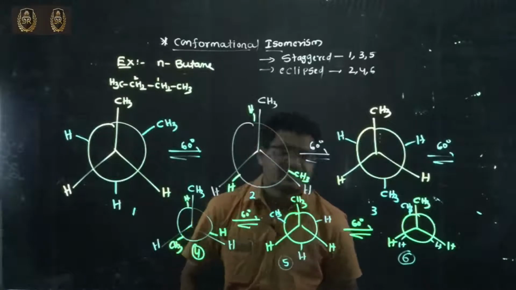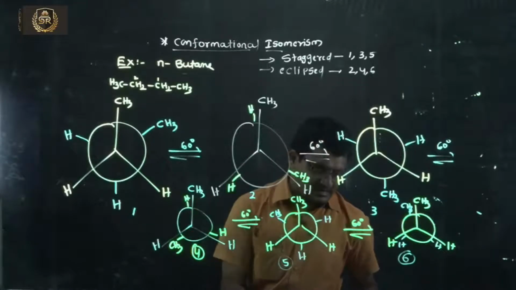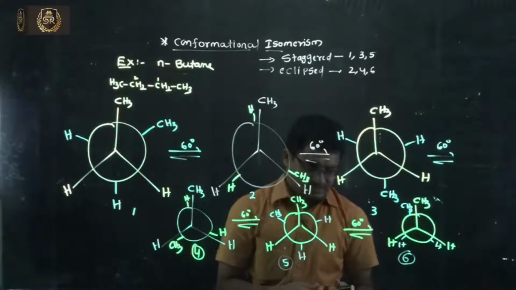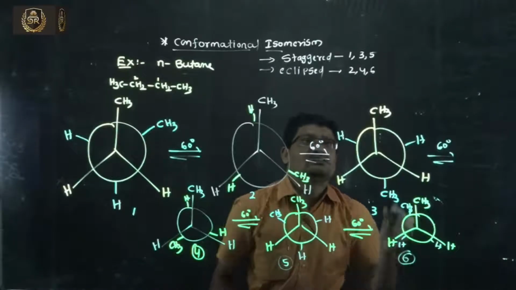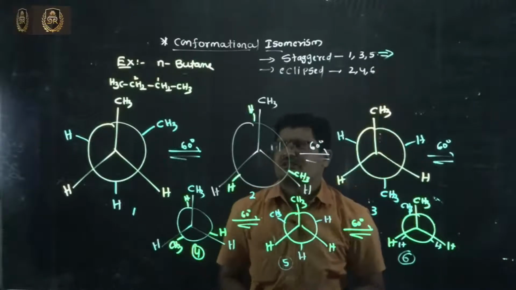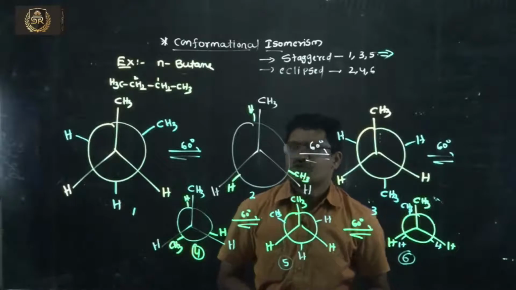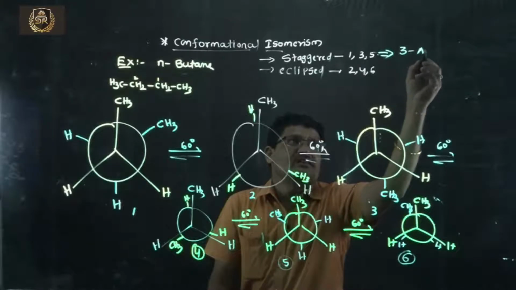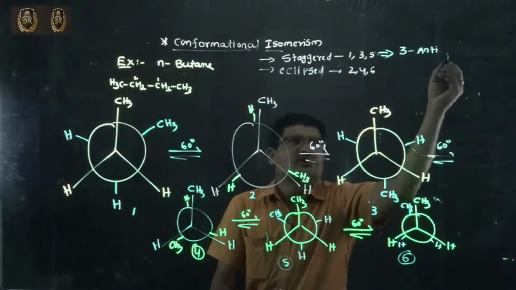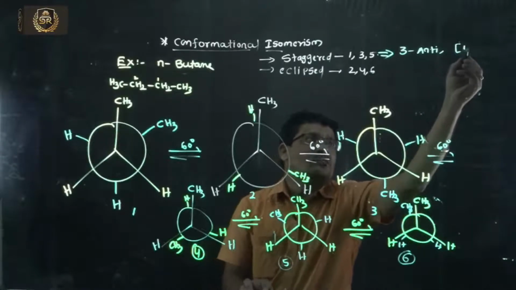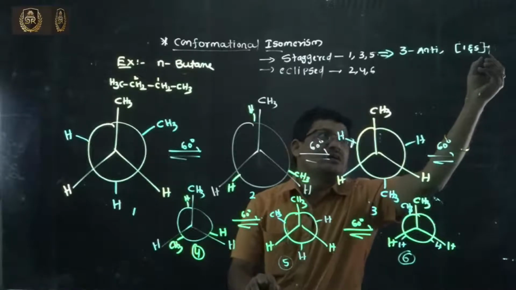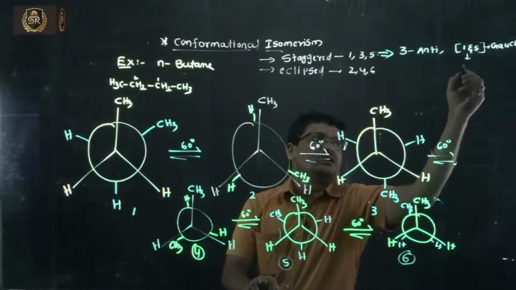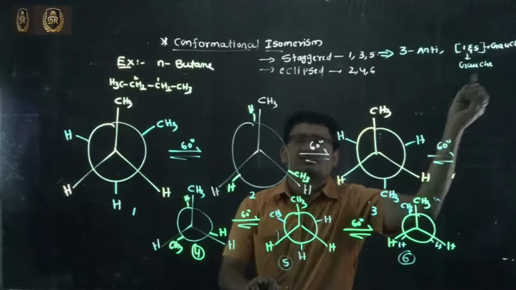So 1, 3, 5 are staggered conformations. Among these, the third structure is called anti, and 1 and 5 are called gauche conformations.